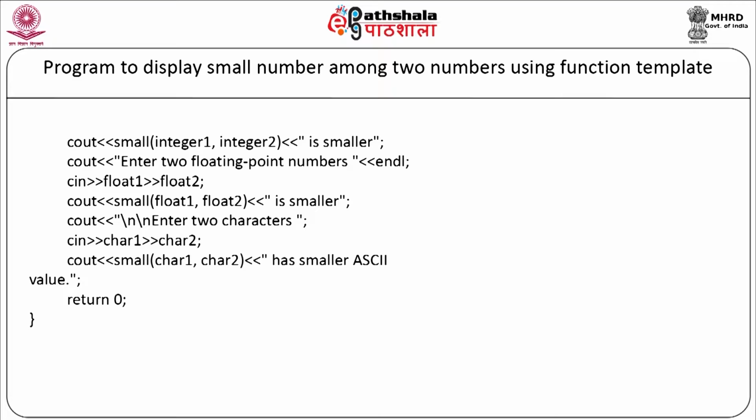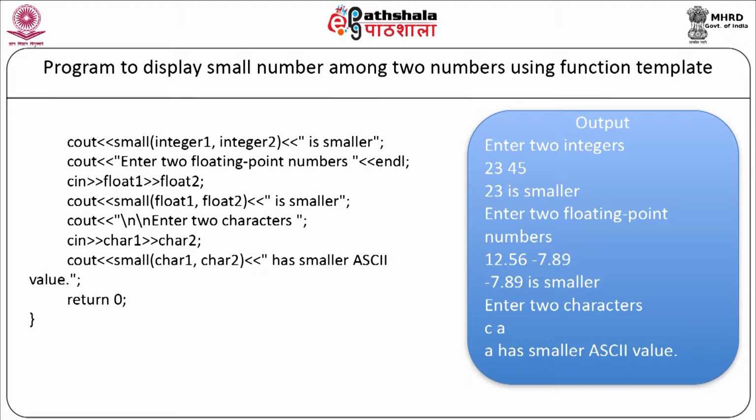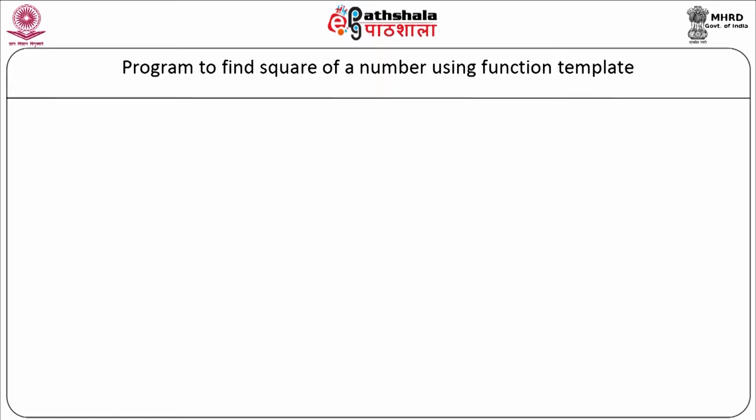When the above code is compiled and executed, it will produce the result: enter two integers. Suppose the two integers entered are 23 and 45, then it will display the message 23 is smaller. Enter two floating point numbers. Suppose the entered values are 12.56 and minus 7.89, then it will display the message minus 7.89 is smaller. Next, it will display the message enter two characters. Suppose the two characters entered are capital C and small a, then it will display the message a has smaller ASCII value.